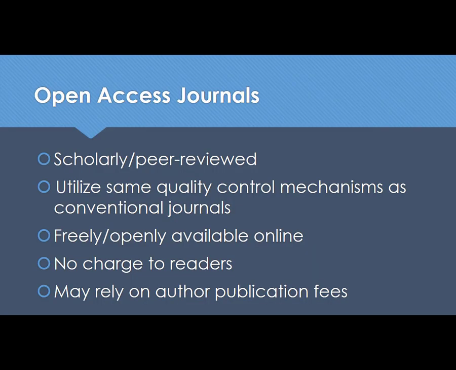The rise of the OA movement has resulted in a new model of scholarly publishing in the form of open access journals. These publications utilize the same quality control mechanisms as traditional journals, namely peer review, but unlike conventional journals, they are freely and openly available online. While OA journals do not charge readers to access content, they may rely on fees charged to authors to cover editorial and publication costs. This is known as the author pays model.